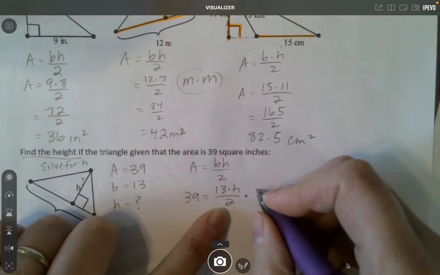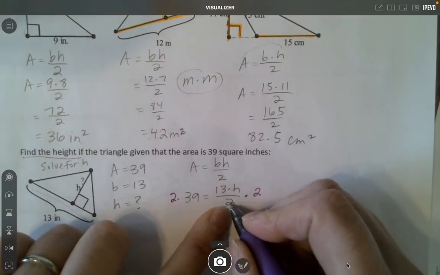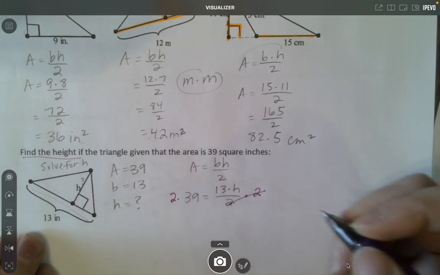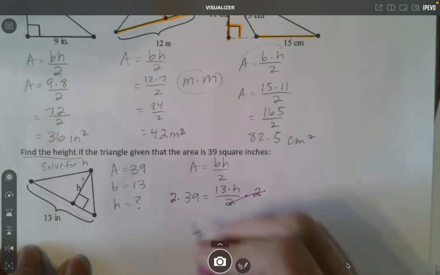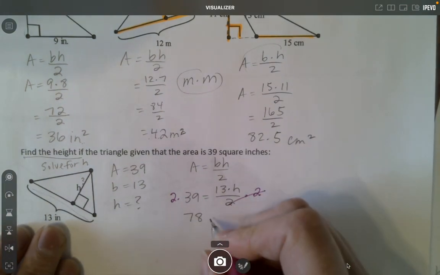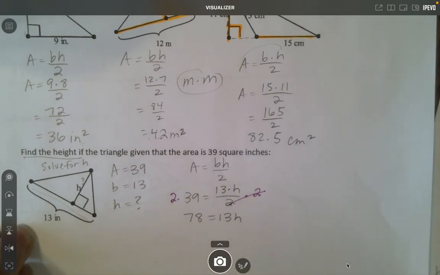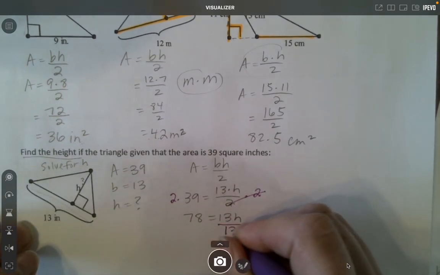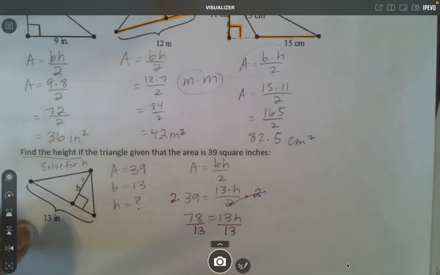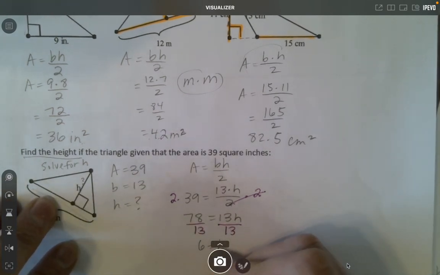I'm going to multiply both sides by 2, because if I'm dividing by 2 and multiplying by 2, that's going to make a factor of 1. And on my other side, 2 times 39 is 78. So right now I have 78 equals 13h. It's a way to just get rid of the fraction, is what we're trying to do. My last solving step is dividing both sides by 13. And 78 divided by 13 is 6. So 6 will be my height.